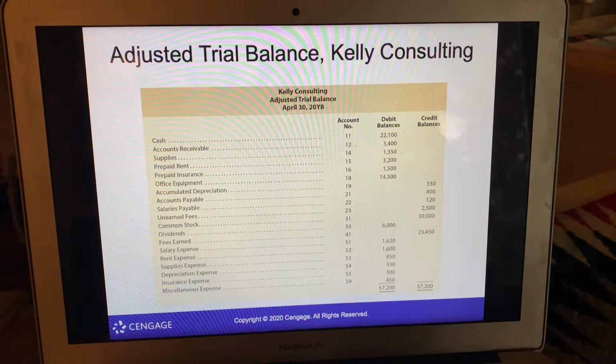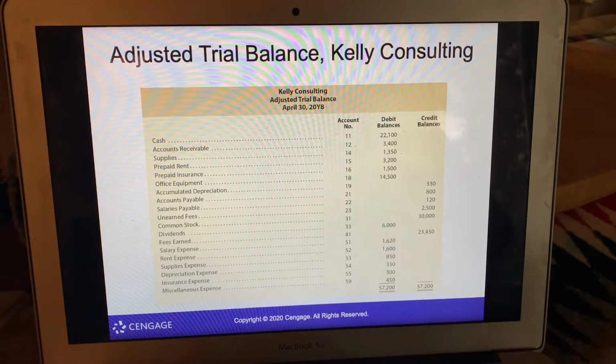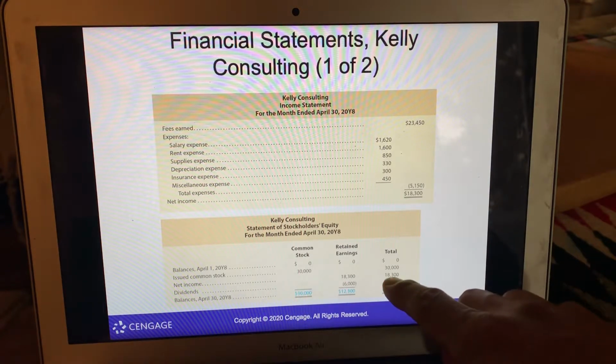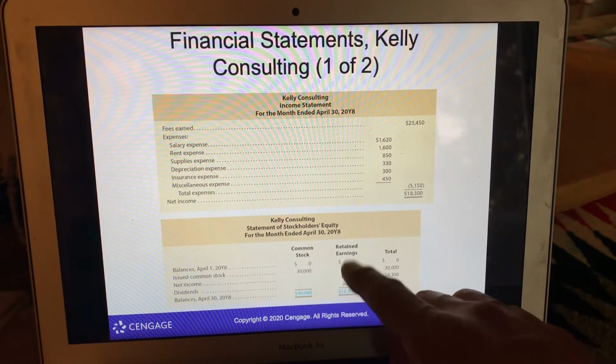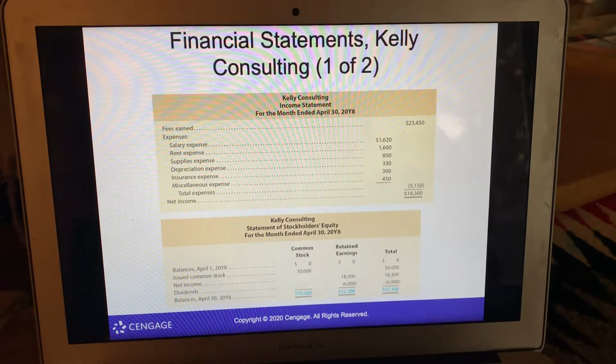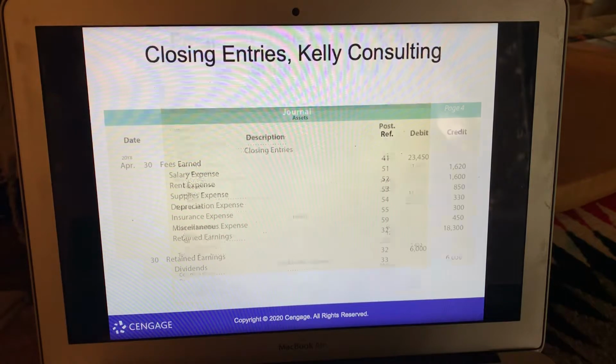So here's again, this 57,200 is this 57,200 right here, and that's where we get this adjusted trial balance on the end of April of 2018, I guess. So our financial statements now, our fees earned totaled 23,450. Our expenses totaled 5,150, and then our net income is 18,300. Now that goes down to our statement of stockholders' equity, our common stock, and our retained earnings. So that closed out, and so our balance is 42,300. Okay, now that's going to go onto our balance sheet in that fashion.